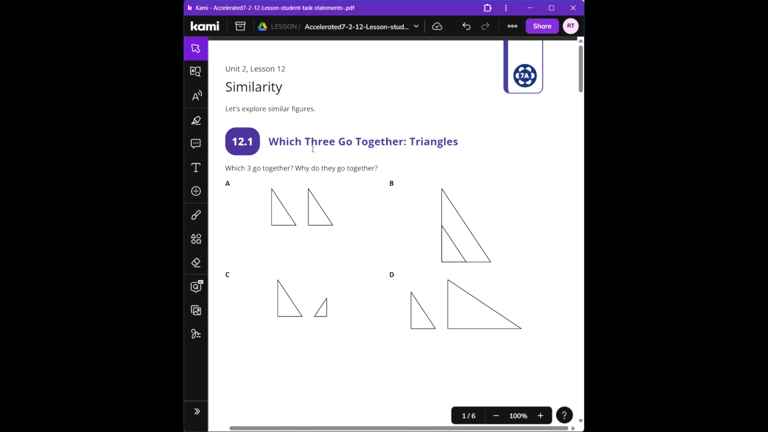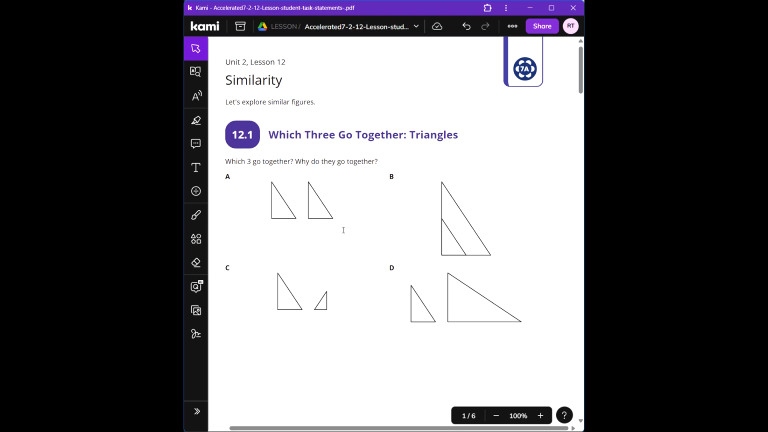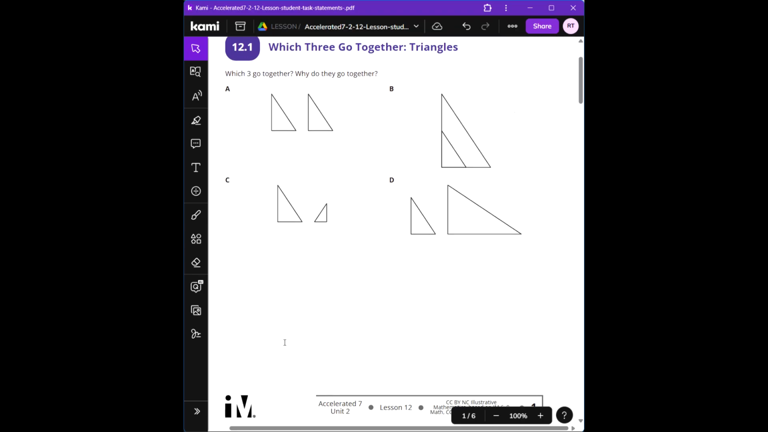12, and they're asking which three go together. Okay, and so I'm going to come down here, and I'm going to put some responses down below these triangles.